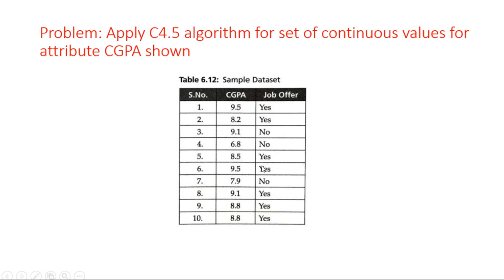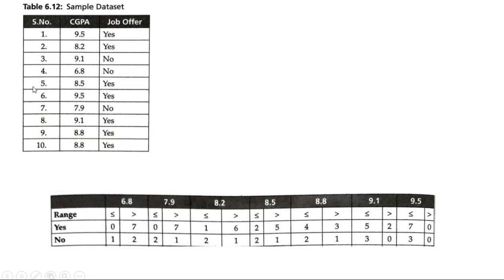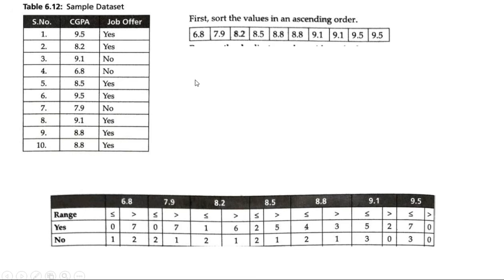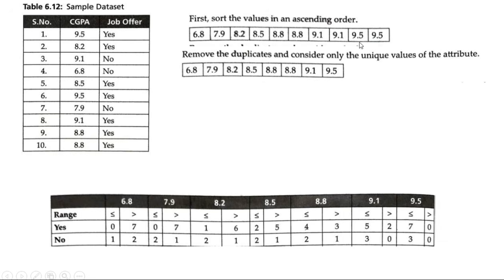So let's see a problem. Apply the C4.5 algorithm for the set of continuous values of CGPA as shown here. The first step is to write down the training data set like this. This is the training data set which is given. First you sort the values of the CGPA in ascending order. This is the table I've got now in ascending order, and then remove the duplicates.